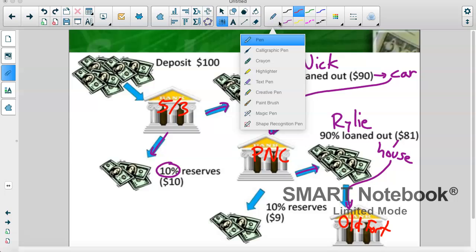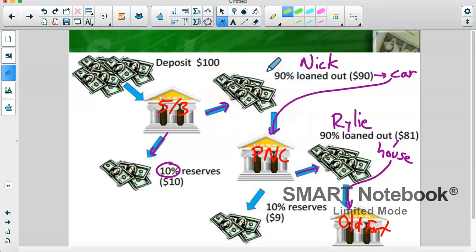Okay? Oops. That's pretty cool. Highlighter. So look at this initial $100 deposit. This original deposit led to the purchase of a $90 car, an $81 house, a $73 car, a $62 car, following this entire process all the way down until we run out of money. I didn't do a good arrow there. But this entire process, we'd follow this chain reaction.